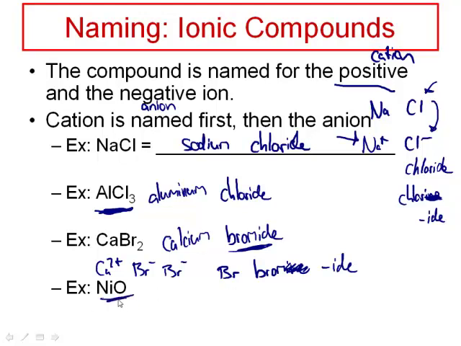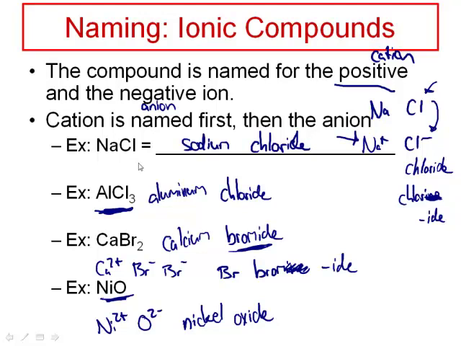This last one right here is composed of a nickel 2 plus ion and an O2 minus ion, okay? That is going to be called nickel oxide. That would be the name of that compound right there, okay?